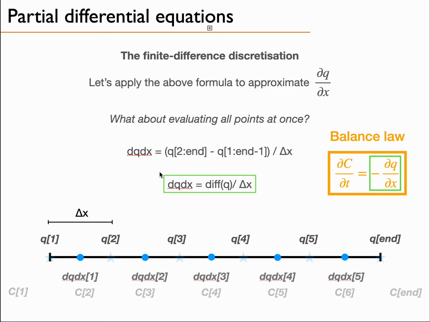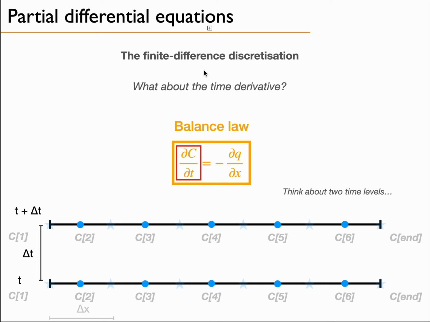So what can we do with this? Actually, let's remember the balance law. This here is already a numerical approximation of the right-hand side, dq dx. So we've already treated that part of the balance law. Now, what are we going to do for the time derivative? We have dc dt, and we need to deal with this term.